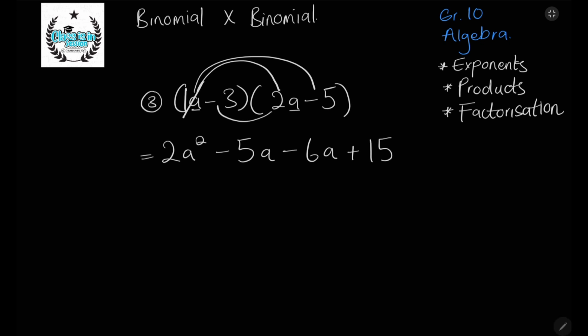A negative times a negative should give you a positive. Now let's look for like terms. We have 2a squared as it is, then negative 5a minus 6a, which is negative 11a plus 15.